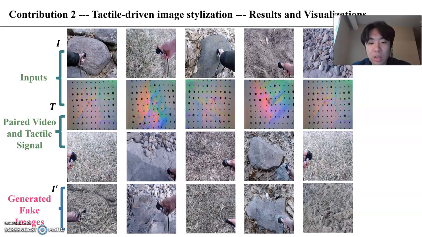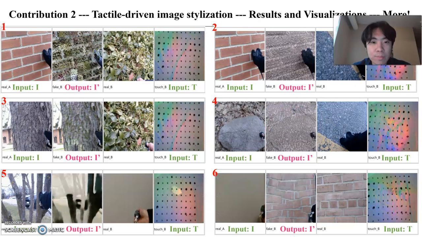In the second and the fourth column, we restyle the grass into stones. In the second column, the entire scene of the grass changes into stones, while in the fourth column, a large stone magically appears at the center location of the grass, while the surroundings remain unchanged. We have a lot more interesting results.